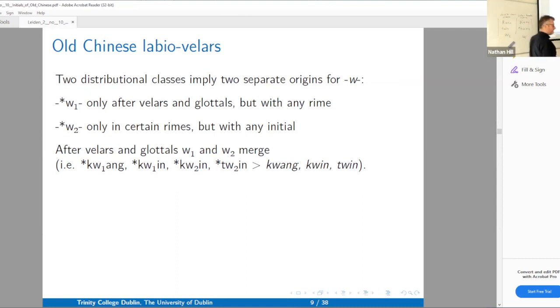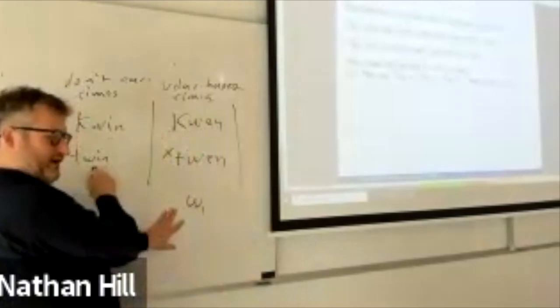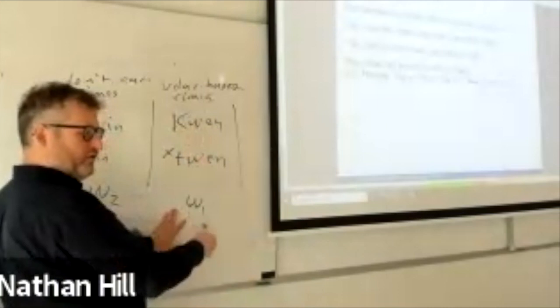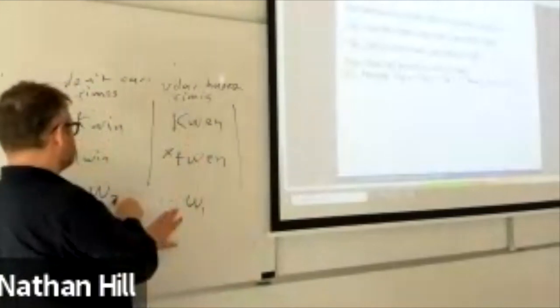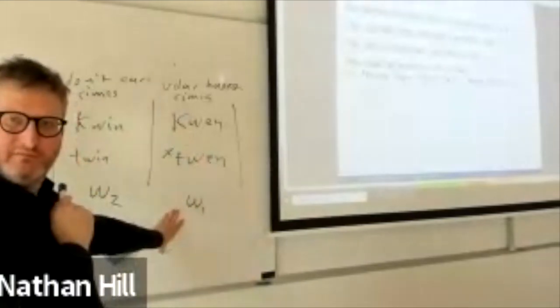Now, I think I've made a little bit of a sleight of hand there, right? Which is to say, if these are the don't care rhymes, and these are the Beeler happy rhymes, another way you can do that is to say W1 can occur anywhere, and W2 can only occur with these rhymes. That makes sense?